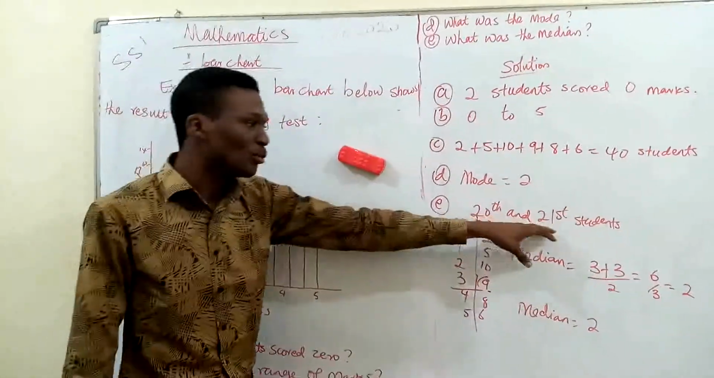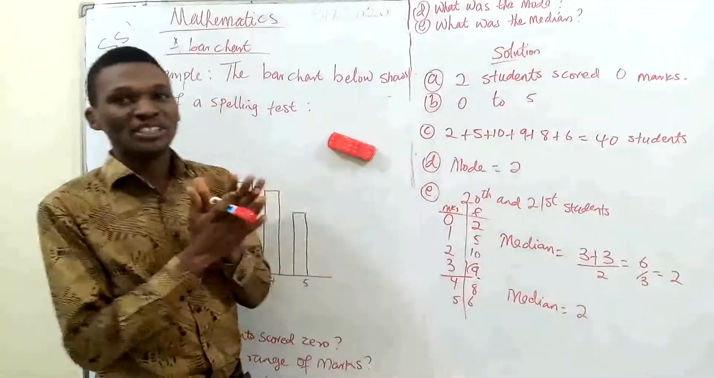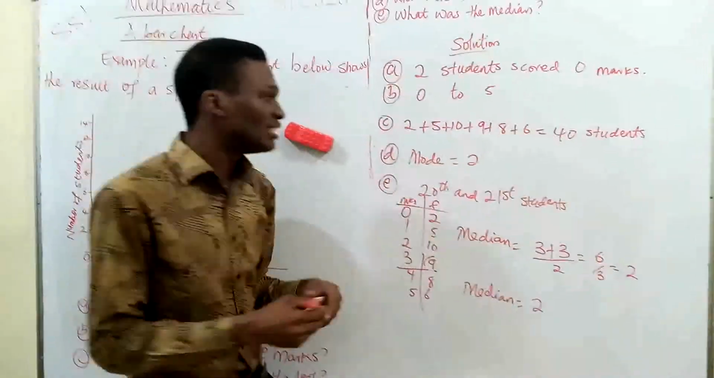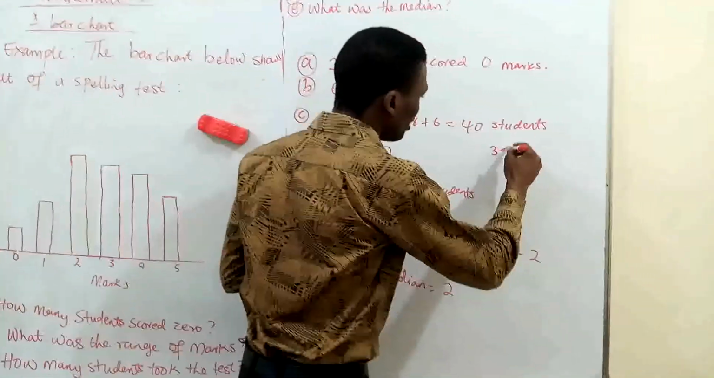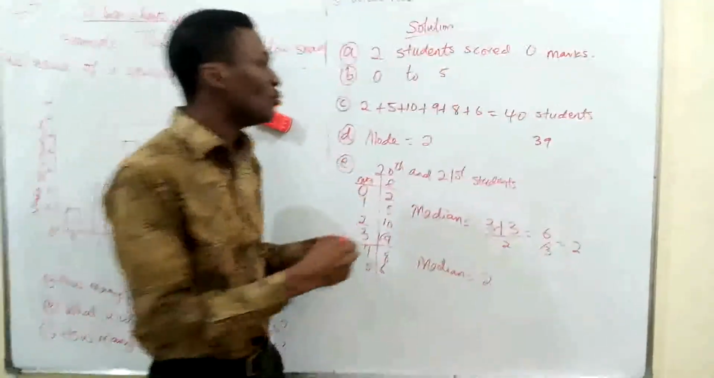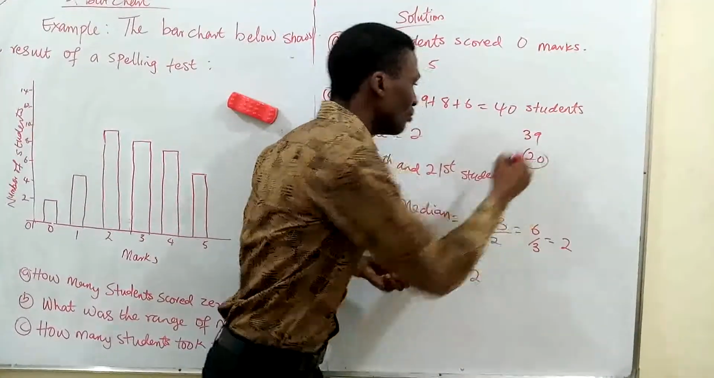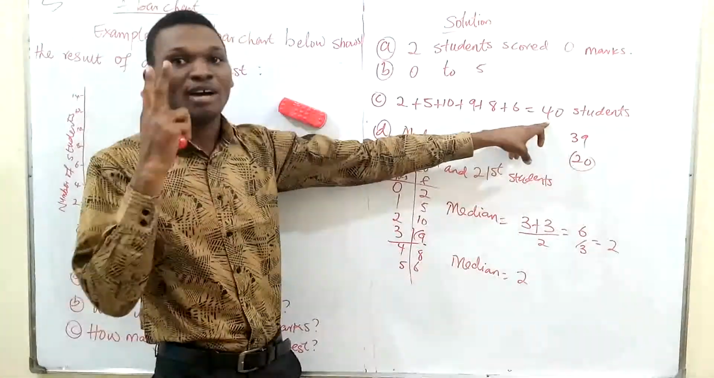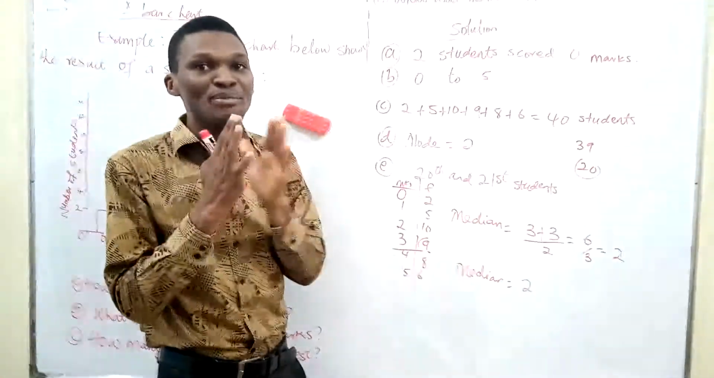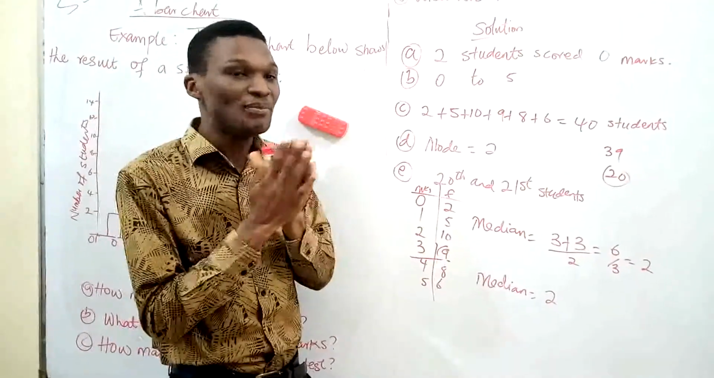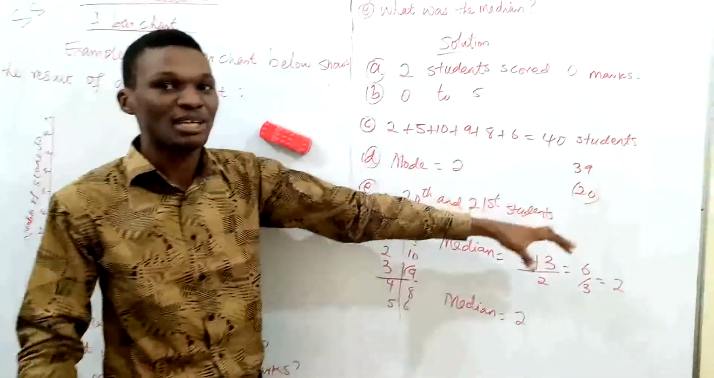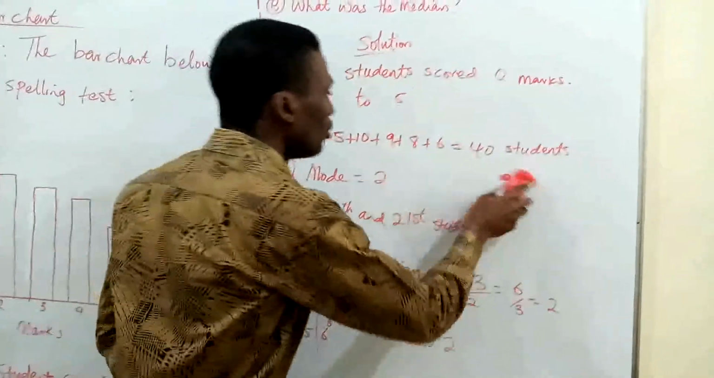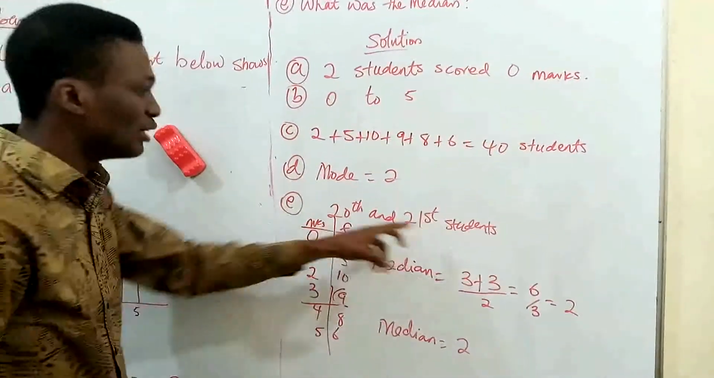is 20 and 21. I remember you must have done this in your junior secondary: if you have an odd number, say 39 students, the median will be the 20th student, because you have an odd number. Whenever we have an even number, we have 2 medians. What we do is find the mean, the average, of the 2 medians to get our median. Here we have an even number, so our 2 middle numbers are 20 and 21.